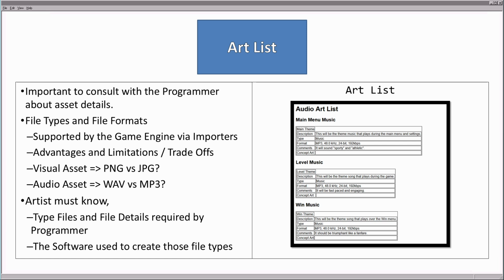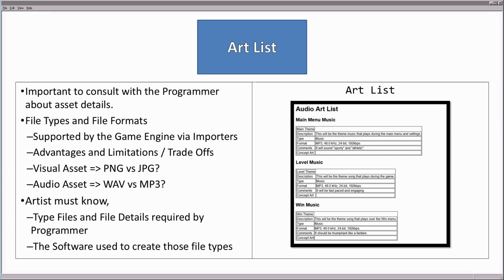A major detail with all of the assets are the file types and formats. Understanding the different common file types and formats for visual and audio assets comes with knowing their specific underlying details. We must know what file types are supported by the game engine via its importers. We will learn that game engines have importers that process the art assets so they are usable by the game engine. These only recognize certain file types. The programmer must know these details and provide them to the artists.